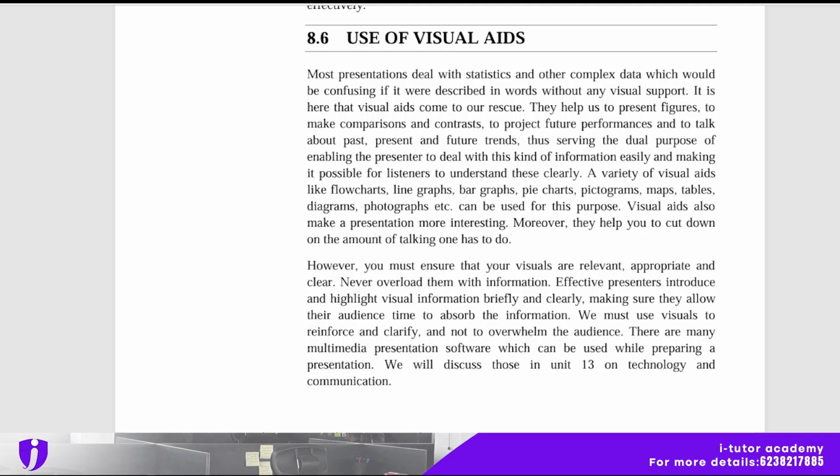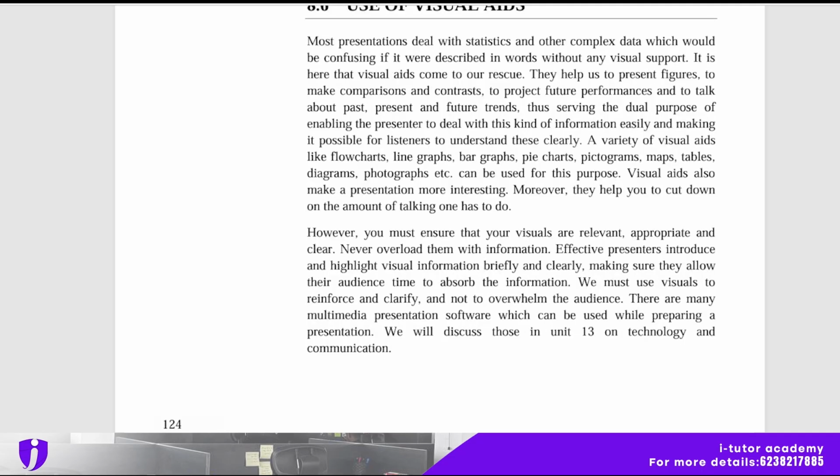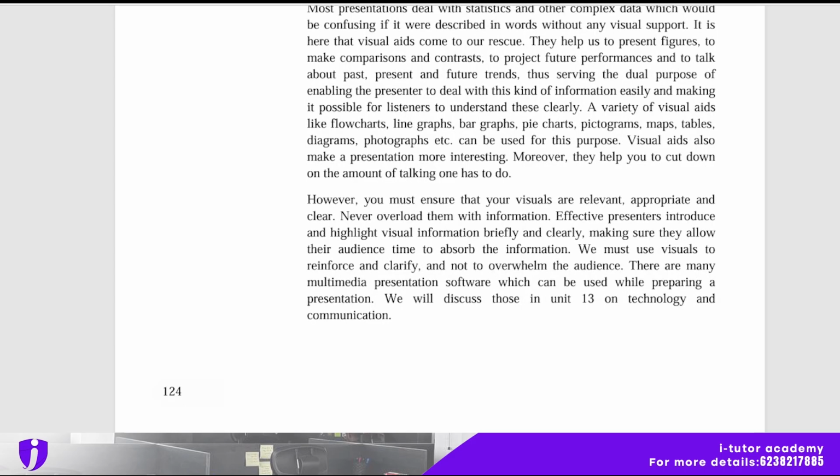Most presentations deal with statistics and other complex data, which would be confusing if it were described in words without any visual support. It is here that visual aids come to our rescue. They help us to present figures, to make comparison and contrast, to project future performances, and to talk about past, present and future trends, thus serving the dual purpose of enabling the presenter to deal with this kind of information easily and making it possible for listeners to understand it clearly.